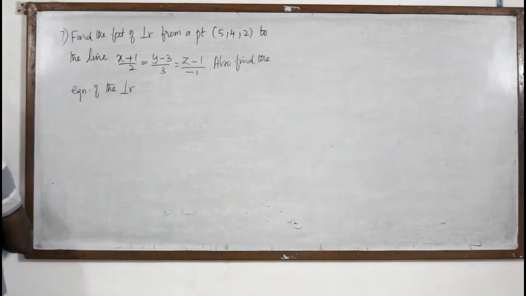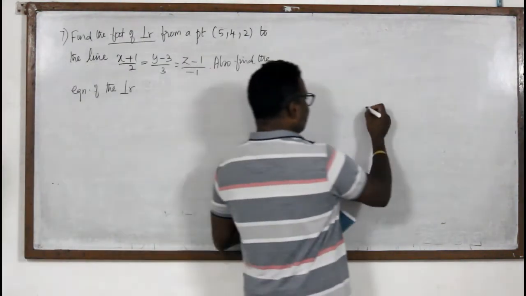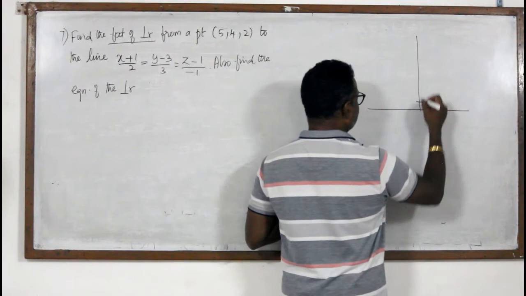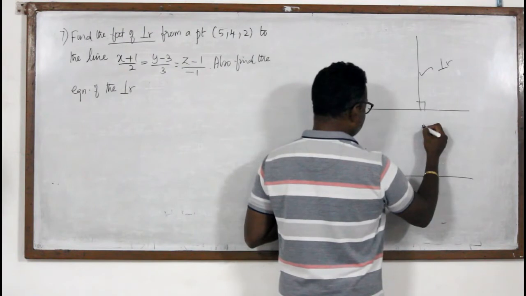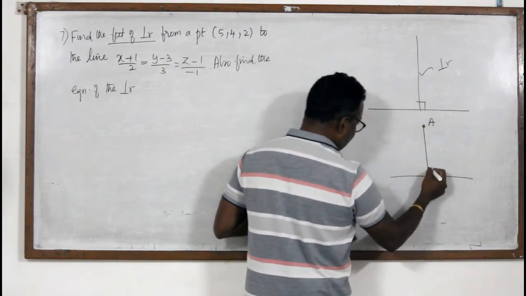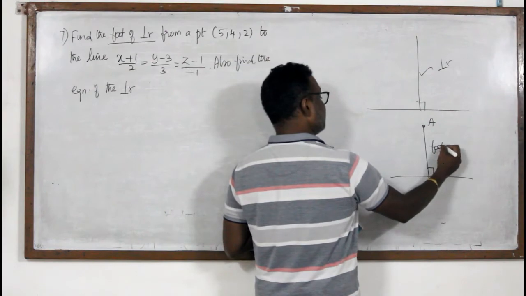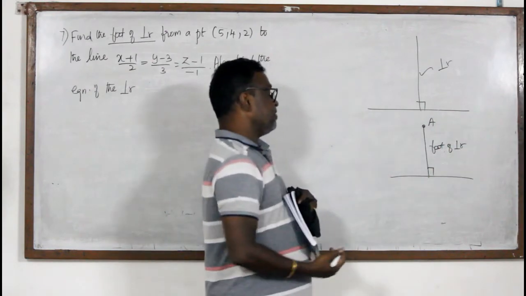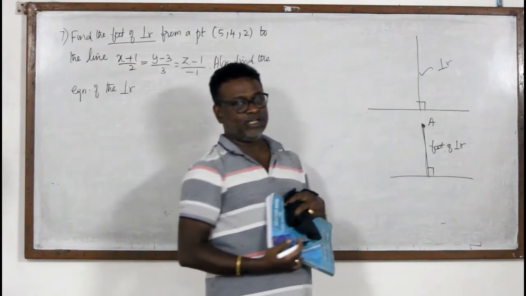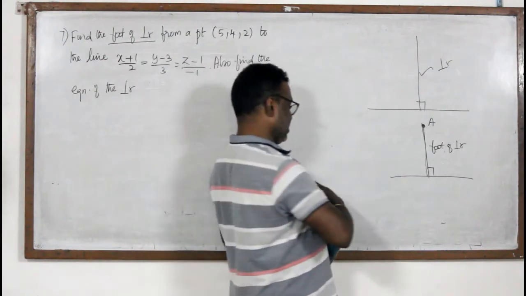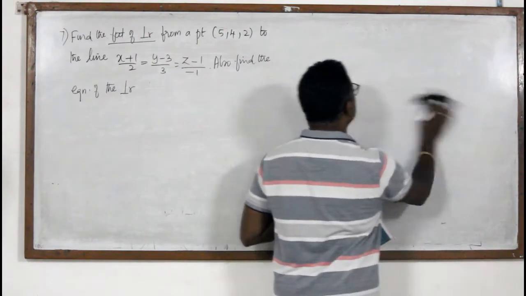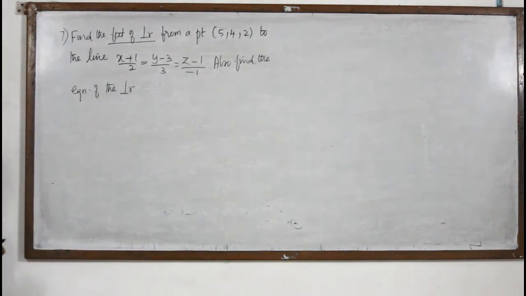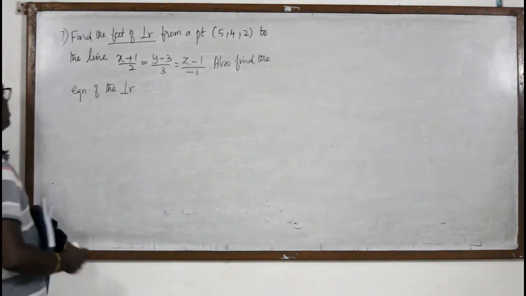Now listen here, you must understand the word foot of perpendicular. For any line, if I have a perpendicular line, it is just a perpendicular line. But suppose from a particular point A we need a perpendicular to a line, then it is the foot of perpendicular. So perpendicular is different from foot of perpendicular. From a point to a line, if I have a perpendicular line, then that is called the foot of perpendicular.